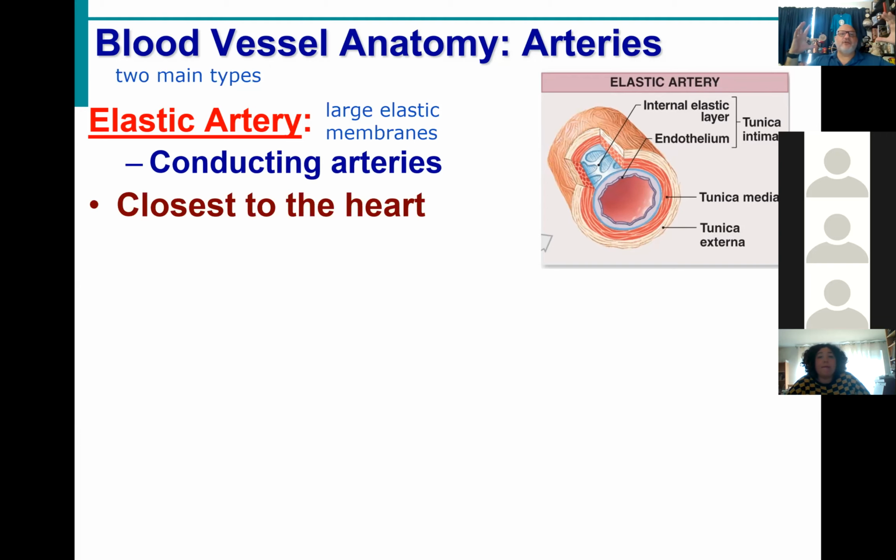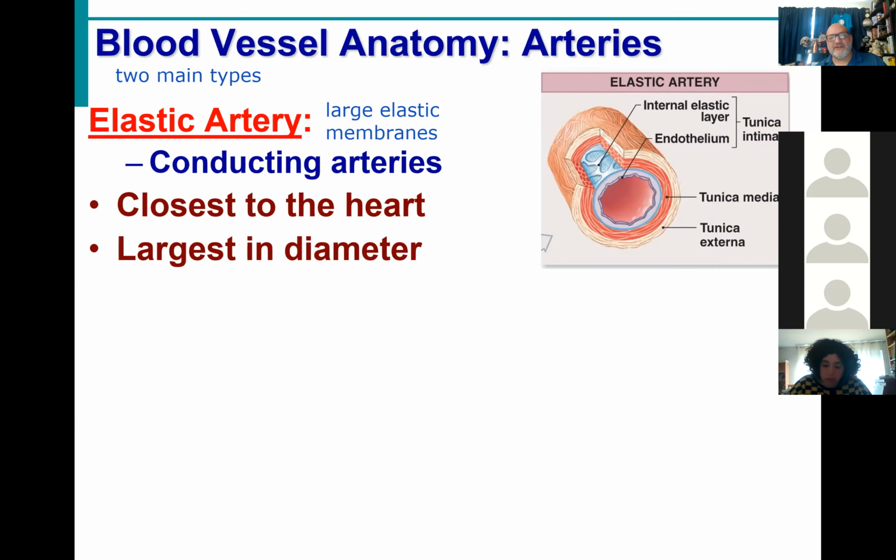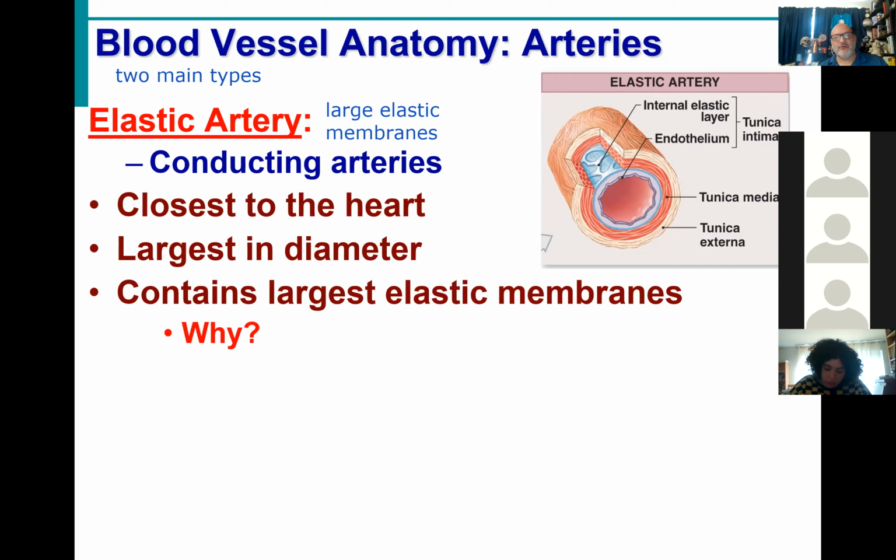They can expand to accommodate the bolus of blood and then retract to help to move it along its way, and then expand and contract and expand and contract. So this elasticity plays a vital role in helping in that movement and maintaining that movement of the blood. Also, being the ones closest to the heart, not surprisingly, they're the largest in diameter for our arteries. And we already explained why it has that big elastic membrane.